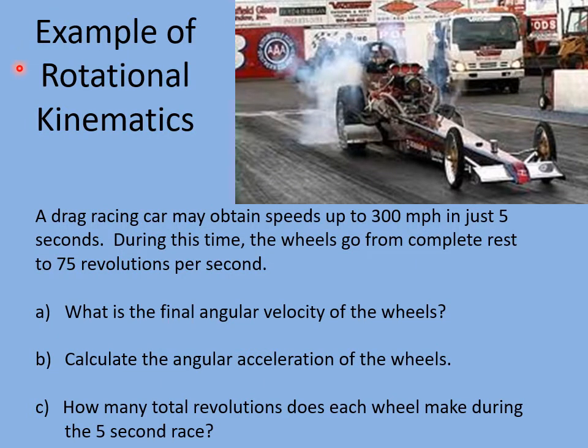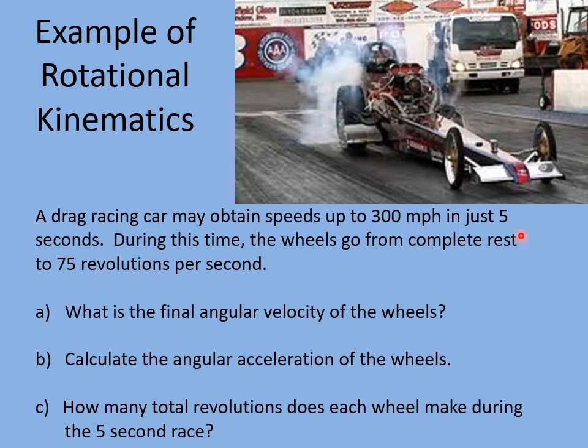Here's another example of rotational kinematics. This one involves a drag racing car that may obtain speeds up to 300 miles per hour in just 5 seconds. During this time, the wheels go from complete rest to 75 revolutions per second. So this is a three-part problem. What is the final angular velocity of the wheels? Calculate the angular acceleration of the wheels, and how many total revolutions does each wheel make during the 5-second race?